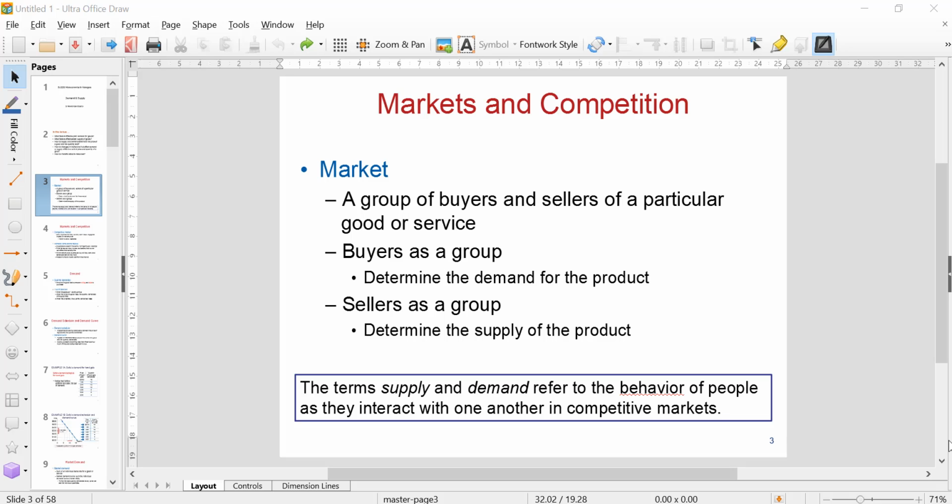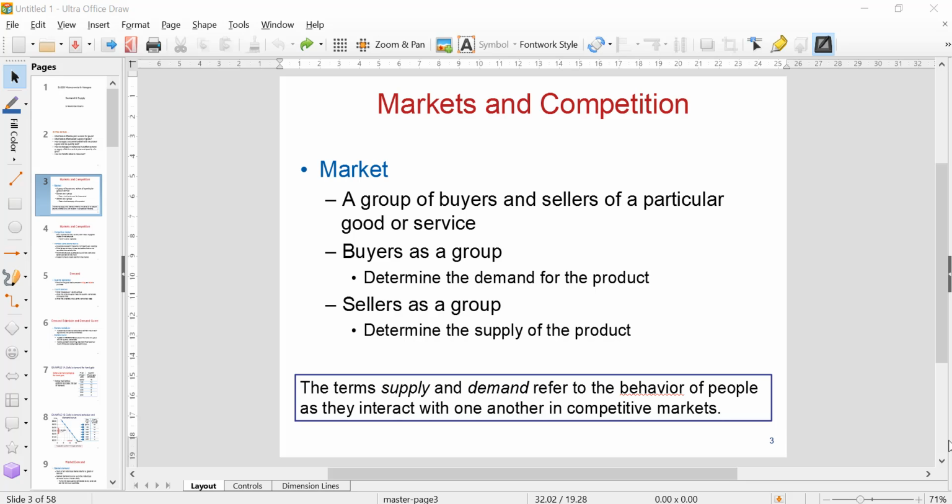In this video we will learn about demand and supply. Let's first introduce the concept of market and competition. Market is where buyers and sellers interact with each other over an economic transaction. A group of buyers and sellers of a particular good or service is basically a market.